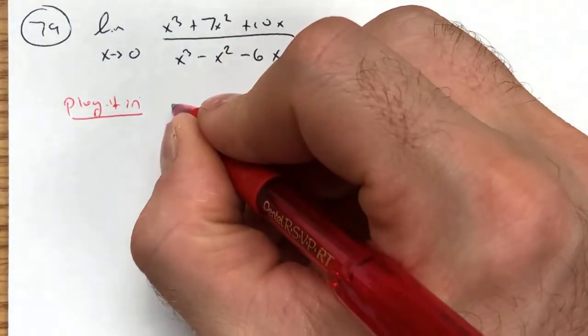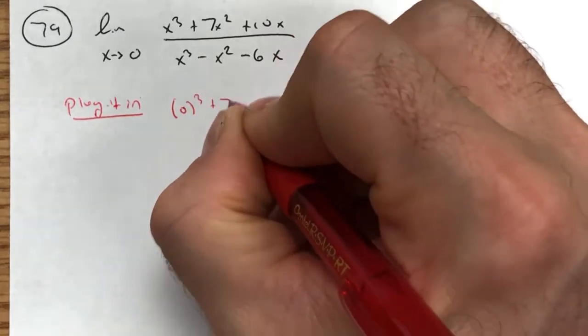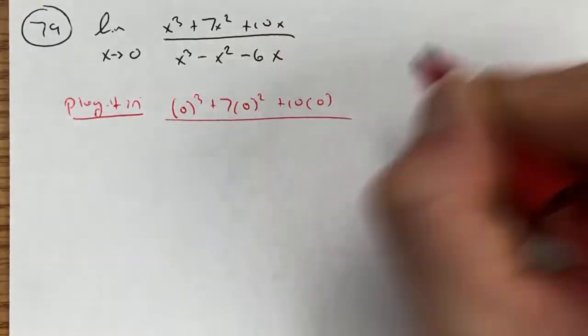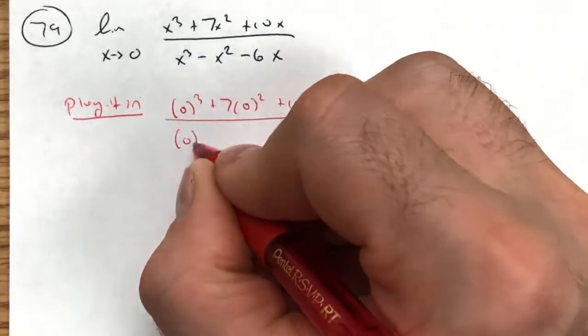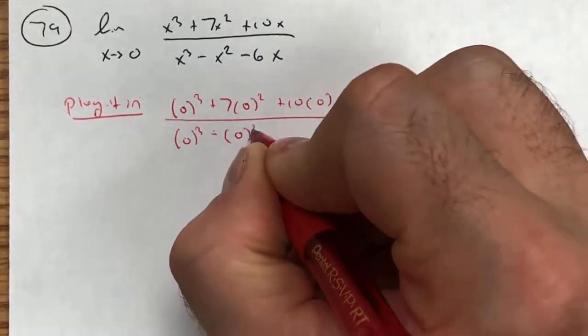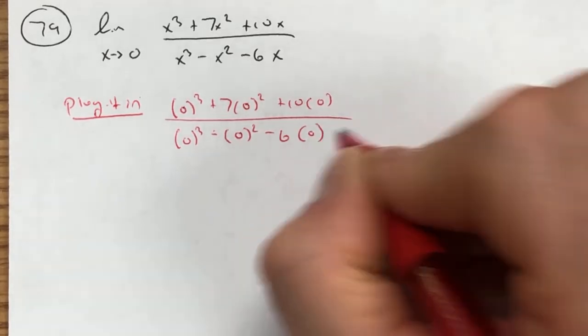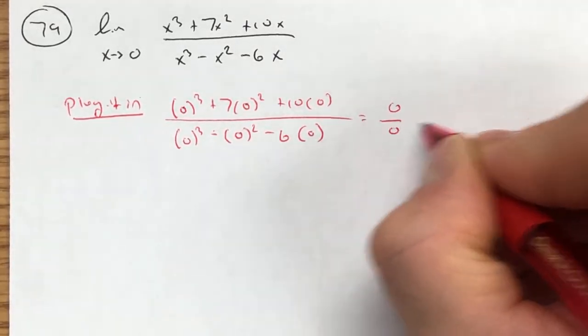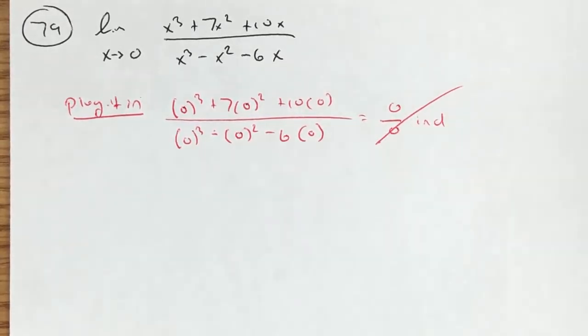So I'm going to try plugging in 0. So I get 0 cubed plus 7 times 0 squared plus 10 times 0. On the bottom, I get 0 cubed minus 0 squared minus 6 times 0. This evaluates out to a bunch of zeros over a bunch of zeros. Indeterminate, can't do anything with it. So I'm going to have to manipulate this equation just a little bit.